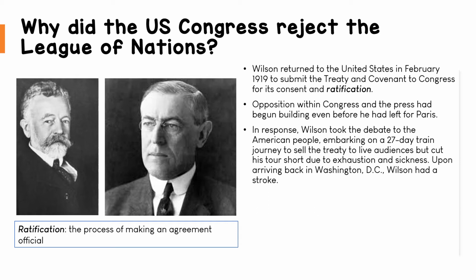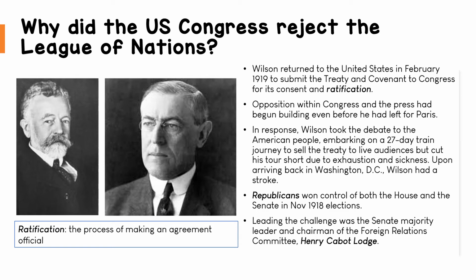And there was a problem, a political problem as well, which was the fact that there were elections in 1918, just right before the approval of the Covenant of the League of Nations, and Republicans, they controlled both the House and the Senate, so the two bodies of Congress, and Wilson was a Democrat. Therefore, there was opposition that came from the Republican Party towards Wilson and his ideas.